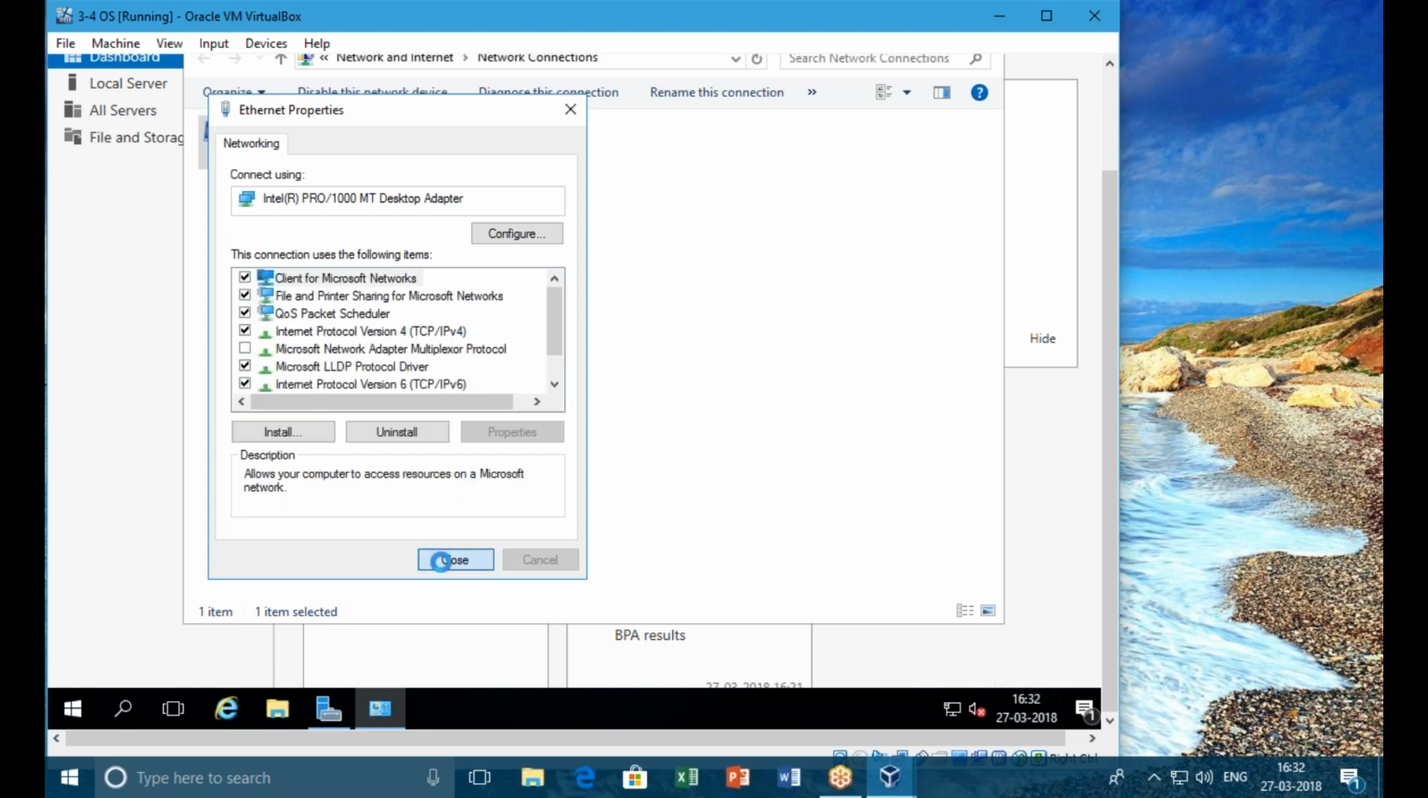Click on close. So we have assigned an IP address for the system.